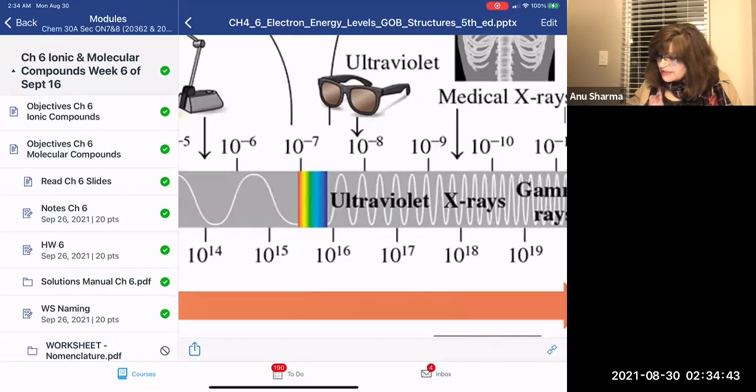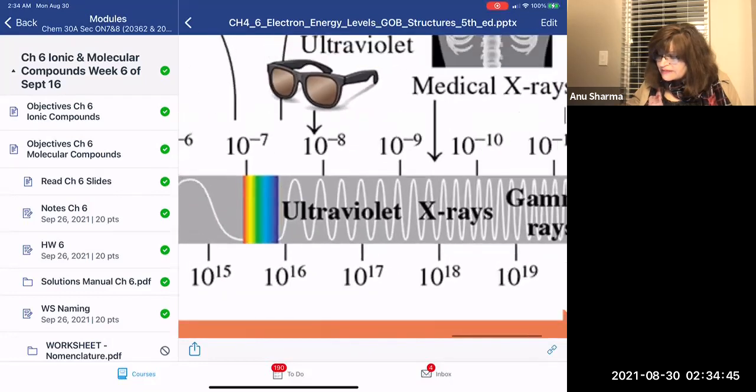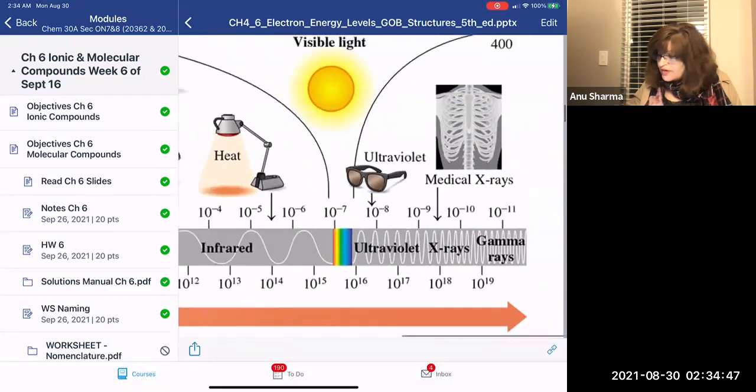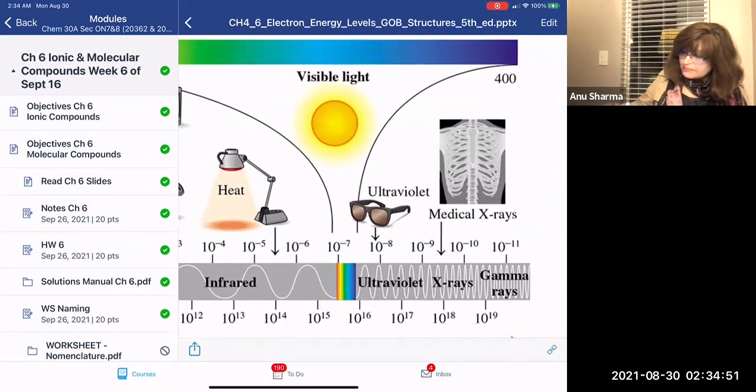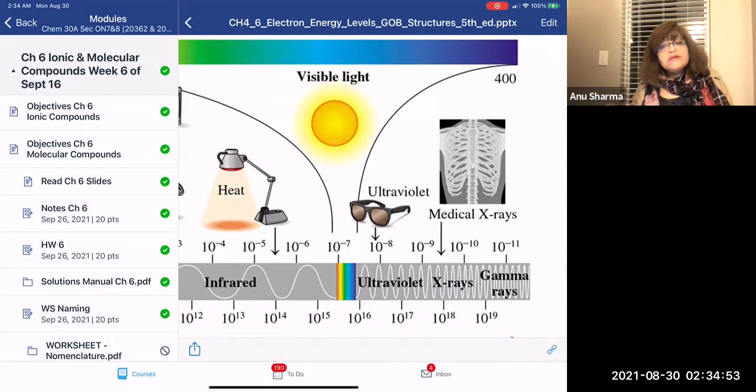But then comes the ultraviolet. Ultraviolet are the ones that can kill bacteria. So we see that the X-rays can be blocked by the bones, but the ultraviolet can be blocked by glasses. You can wear UV light glasses, and then you can pass through the ultraviolet without damaging your eyes, but UV light can kill bacteria.